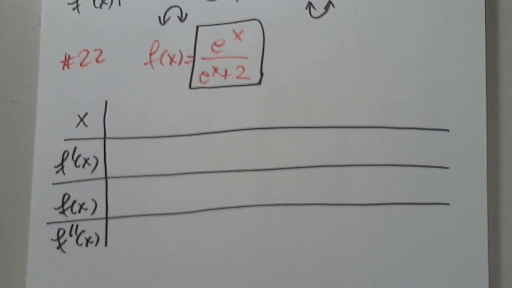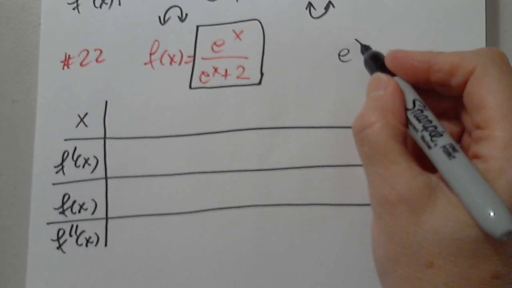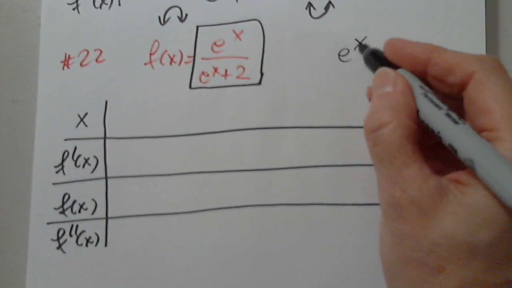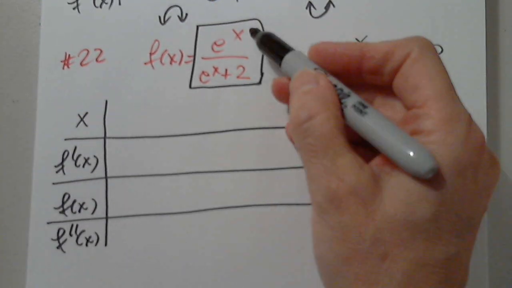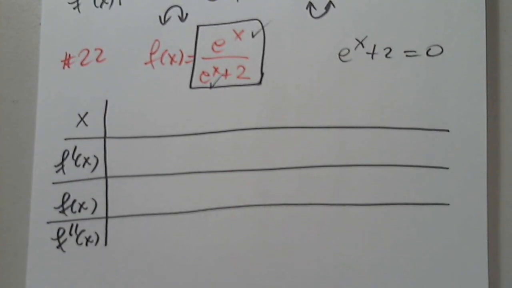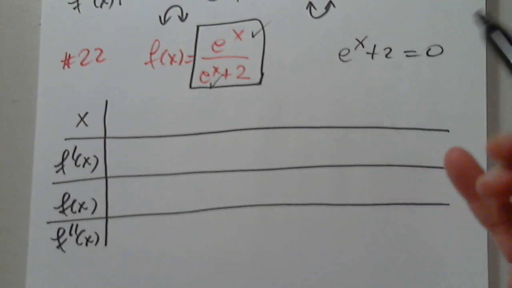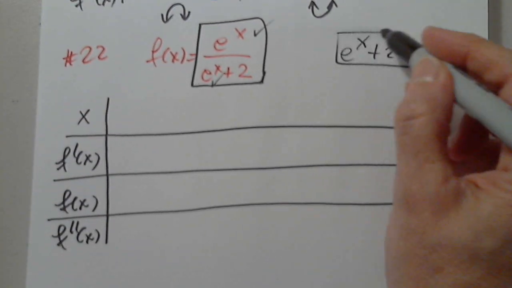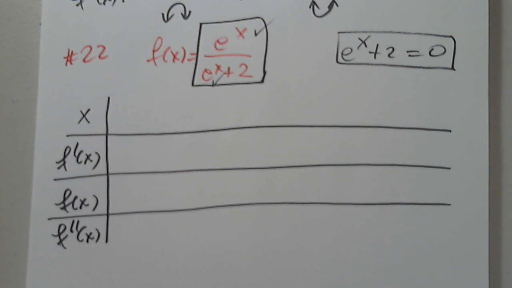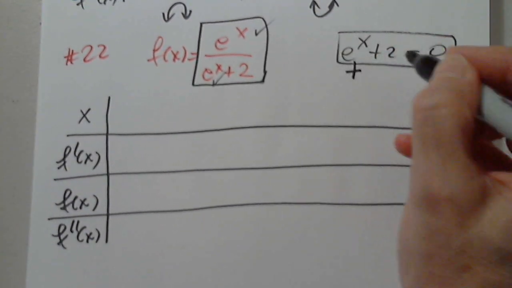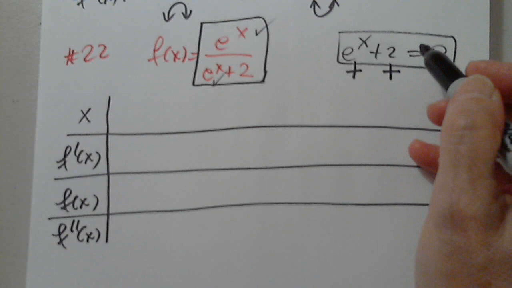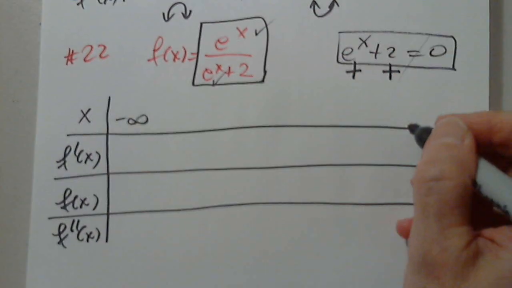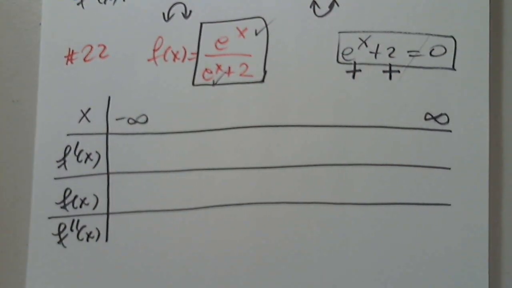With the domain, yes. So it's only a problem if e to the x plus 2 is 0. There is nothing else. E to the x is a positive number always. E to the x plus 2. Can it be 0? Can a positive number always plus another positive number always, can that be 0? No. So there are no restrictions. That's never 0. So the function is defined everywhere.